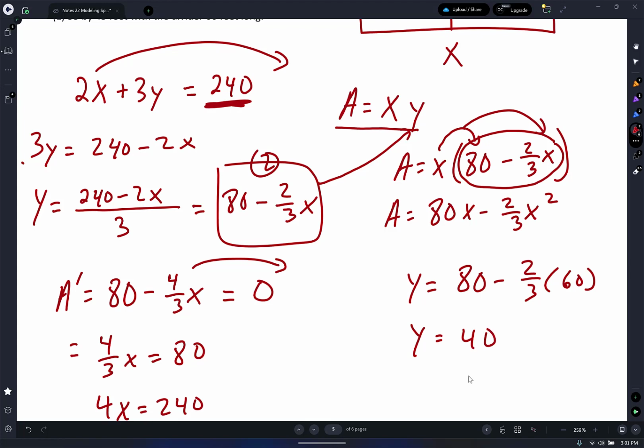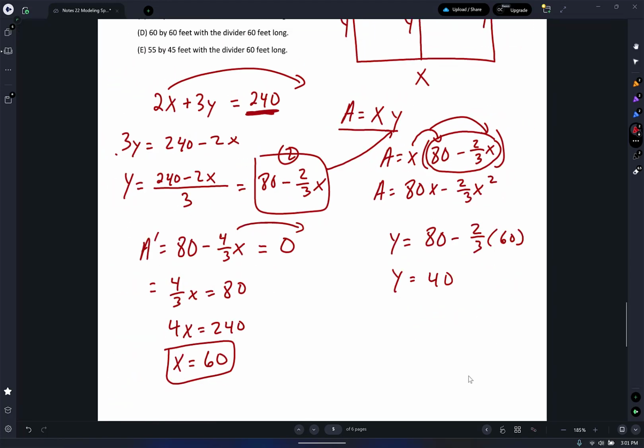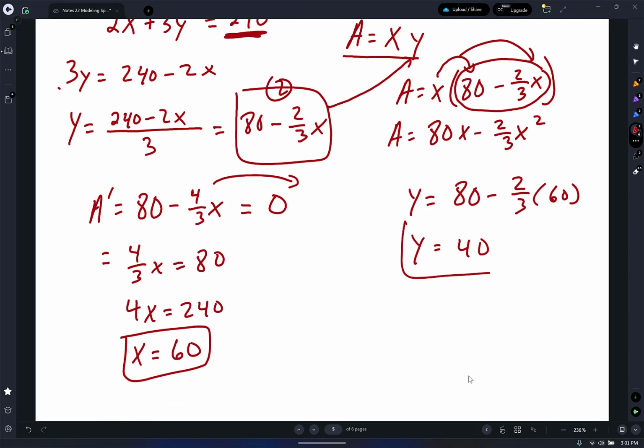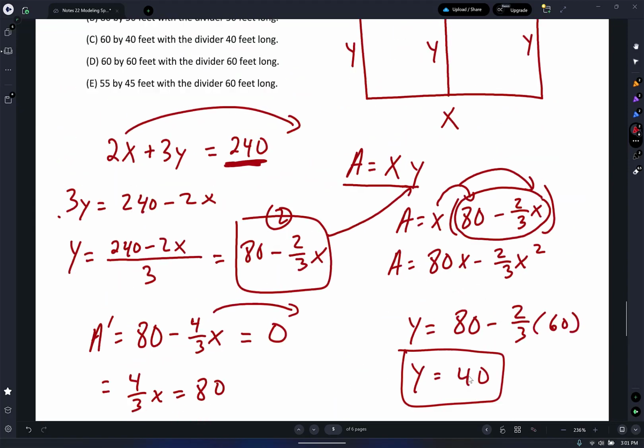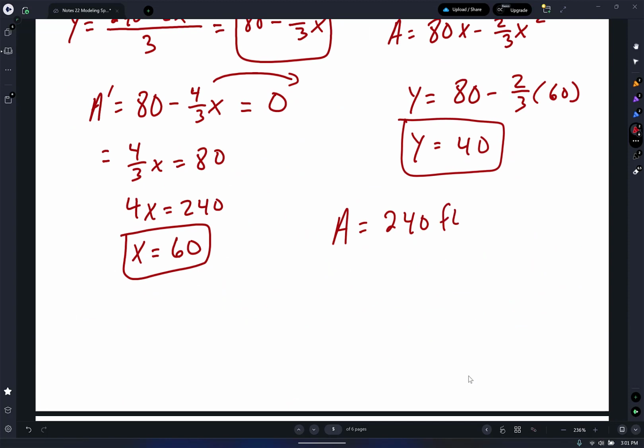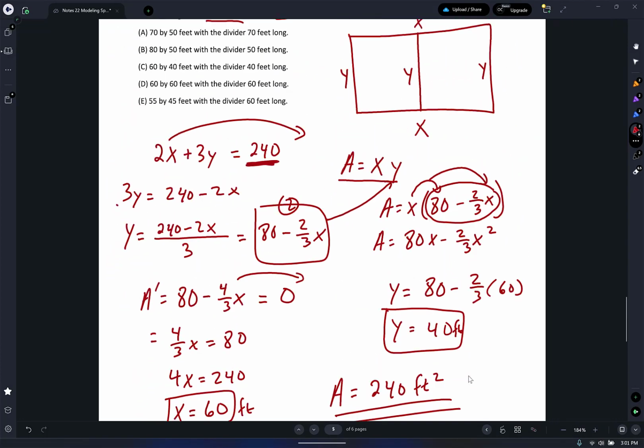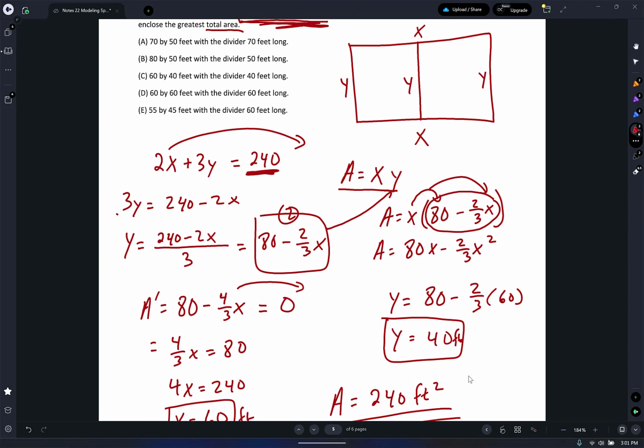Did I do that right? Okay, check, guys, because I'm pretty tired too. Yeah, it is. Because we multiply 2 by 60 to get 120, and then 1 over 3 is 40, 80 minus 40. Okay, so there it is. So my max area, what is 60 times 40? 2,400, and I need units, square feet. So x is 60 feet, y is 40 feet. So let's look for that. Which one is it? C.